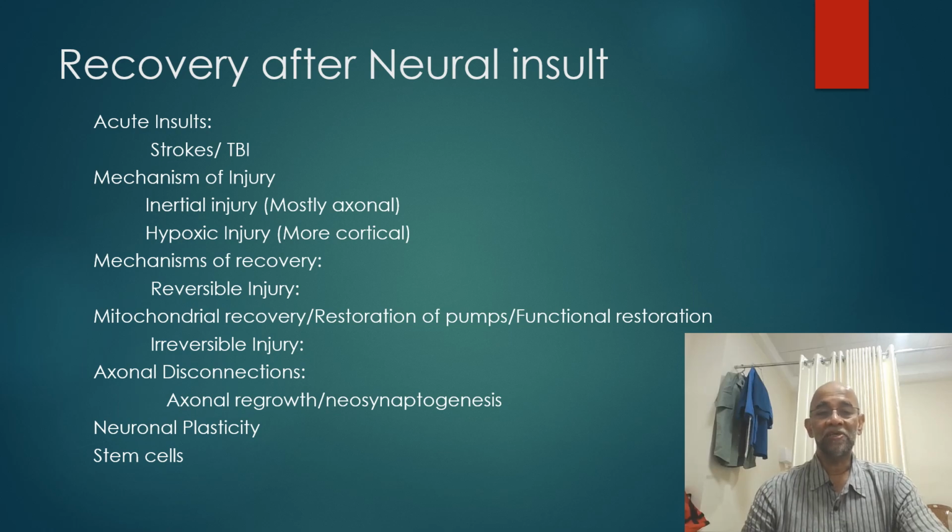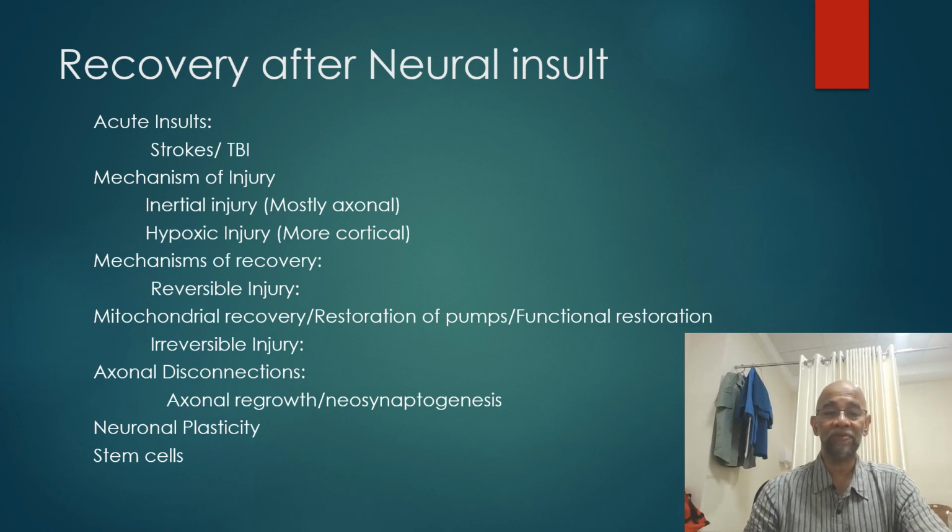Now, is the injury reversible or irreversible? If the injury is reversible by restoration of oxygen supply, then there is a mitochondrial recovery in the neuron or in the cell, which results in a restoration of pumps and functional restoration. This is usually followed by axonal restoration and restoration of synaptic connectivity. In irreversible injury, there are axonal disconnections, and these axonal disconnections may be reconnected either by axonal regrowth or by new synaptogenesis.